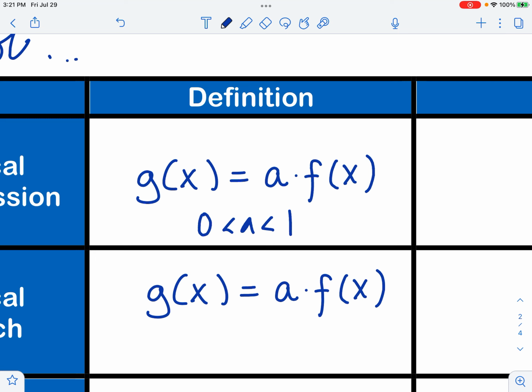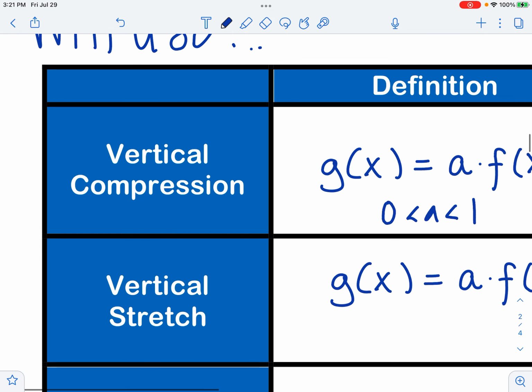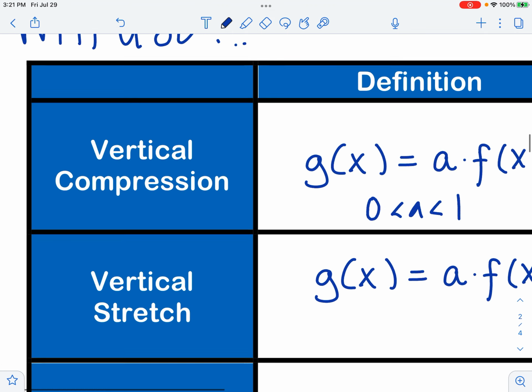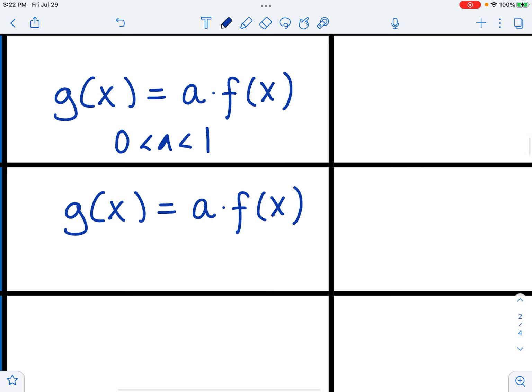So a number in between 0 and 1, okay, that is going to be a vertical compression. If that value, A, is greater than 1, that is going to be a vertical stretch. So if it's a 3 or a 6 or a 17 or a 9.47, then it's going to be a vertical stretch.